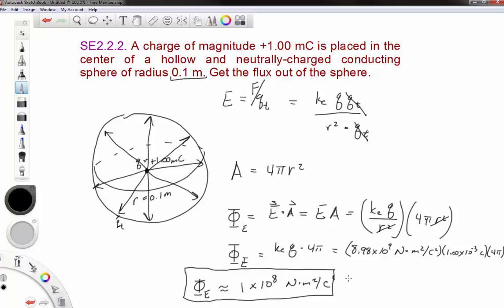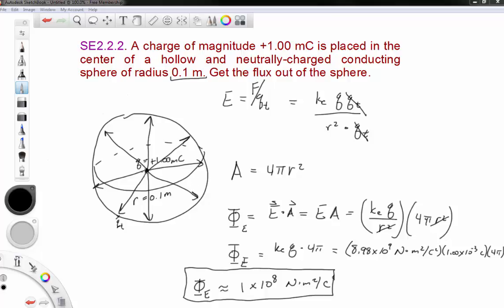So you can now very easily calculate the flux out of any sphere. Because if we change this number to, say, 2 millicoulombs, well, double this. If we change it to 8 coulombs, then multiply by 8,000 here, and so on. So now you can easily calculate the flux out of any sphere for any point charge placed at the middle.